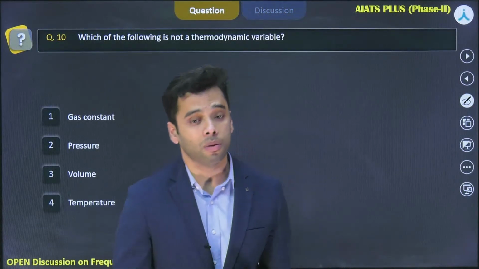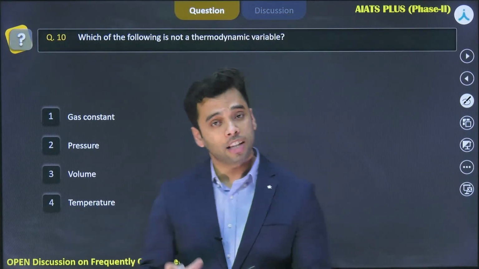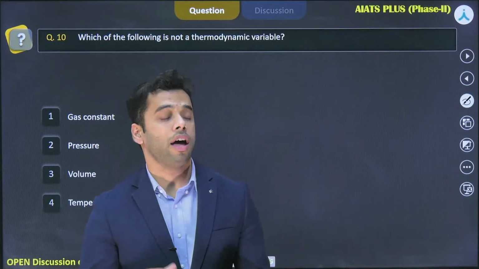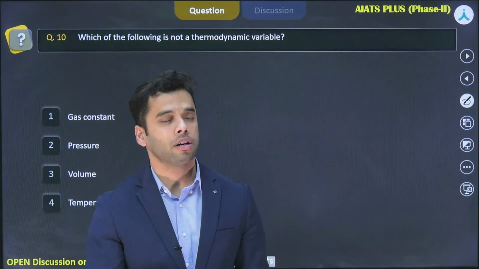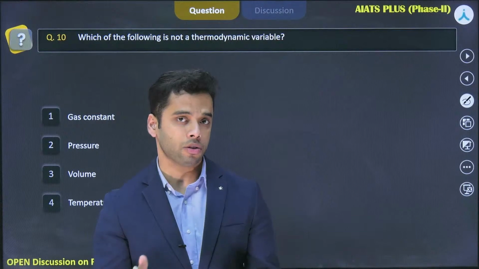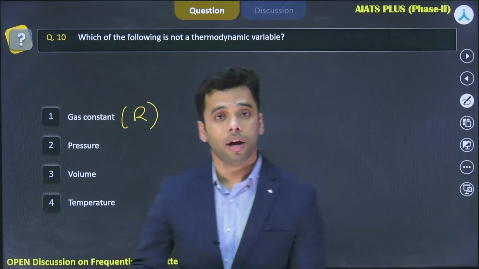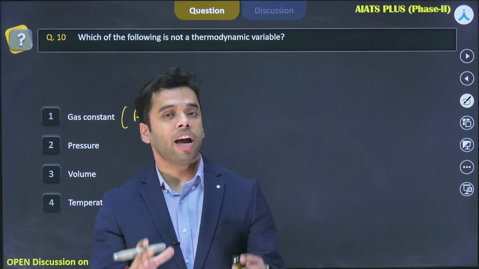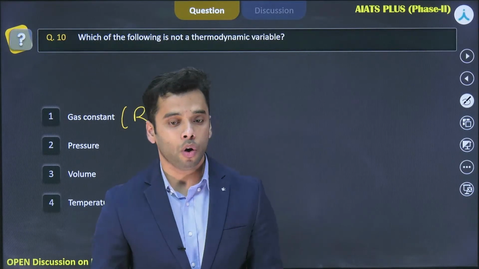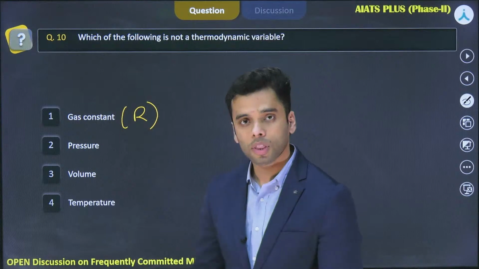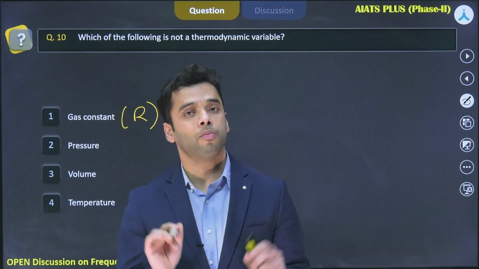Now have a look at the problem. Option 1 says gas constant. Have you ever described a thermodynamic state with the help of a gas constant? Gas constant is nothing but R. Now, we don't describe the thermodynamic state with the help of R, right? So this is not a thermodynamic variable.